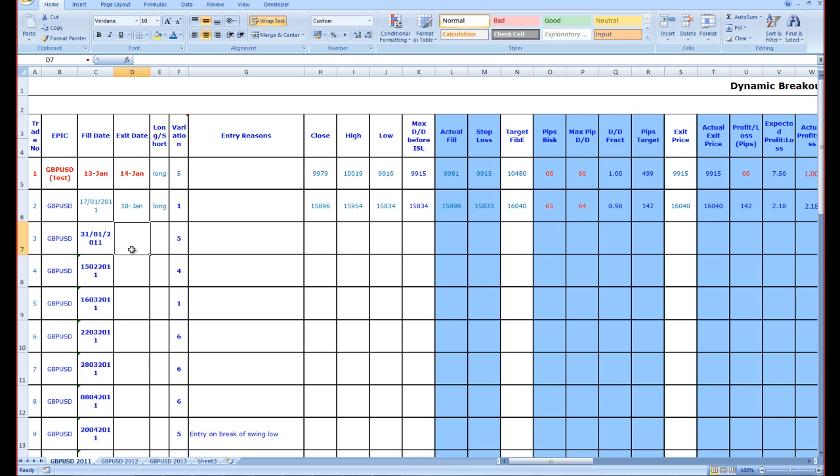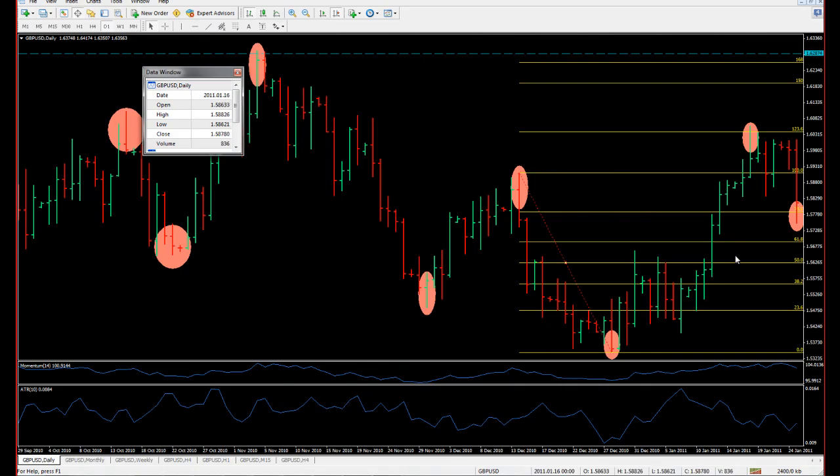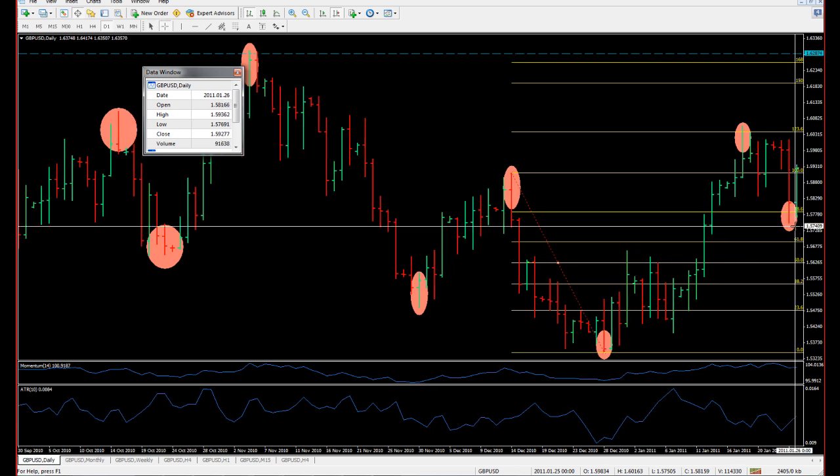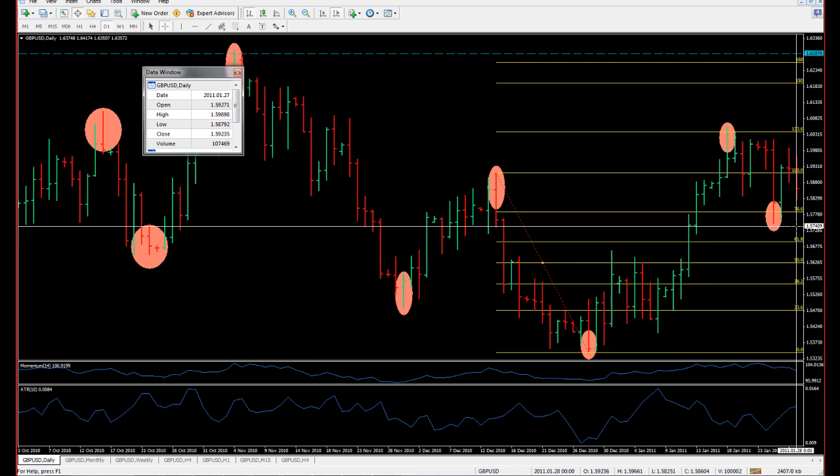There we go, yeah? Got it? That's the first one. Now, 31st January, this thing gets confirmed. This swing low that I've put over here gets confirmed on the 31st of January, yeah? Right. So let's keep moving forward. We're looking for a bar that goes below that.